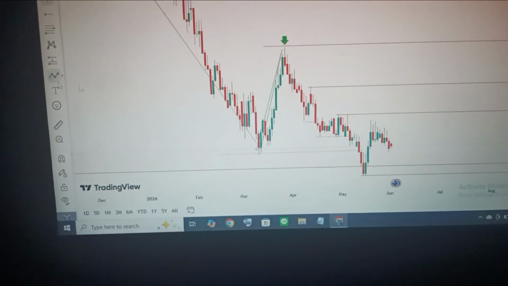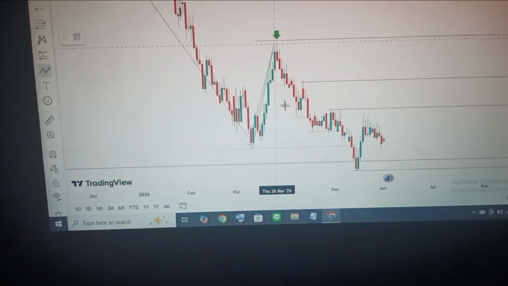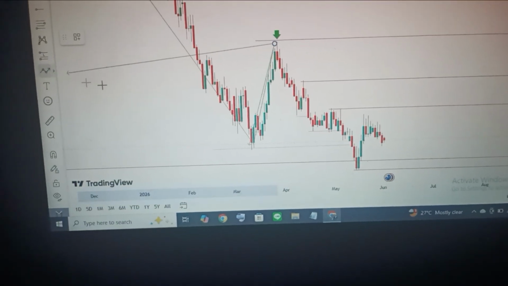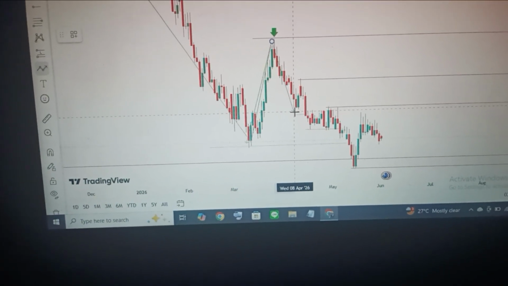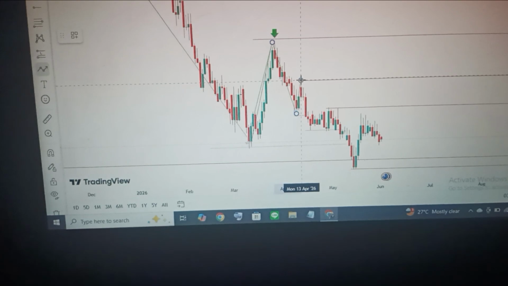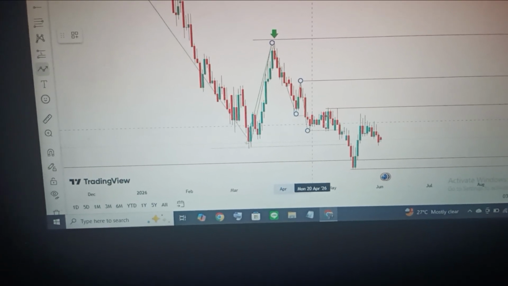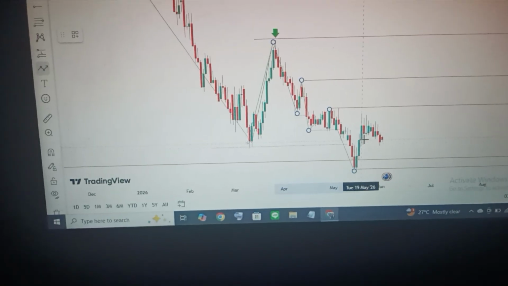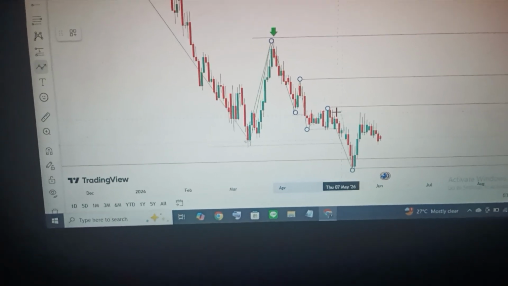Let me come again. So we had this low. We had this high. We had this low. We had this high. We had this low. So what do we expect again? We expect the market to push. And this is our daily trading range.